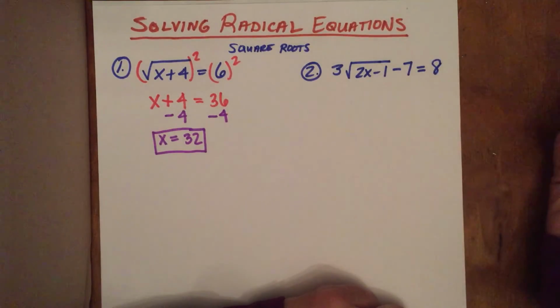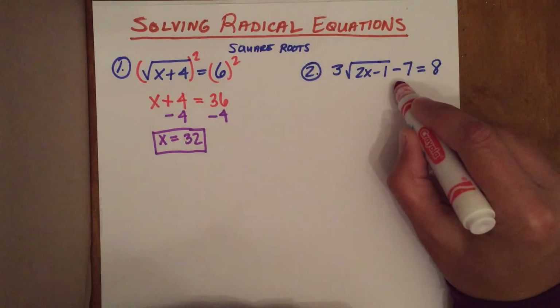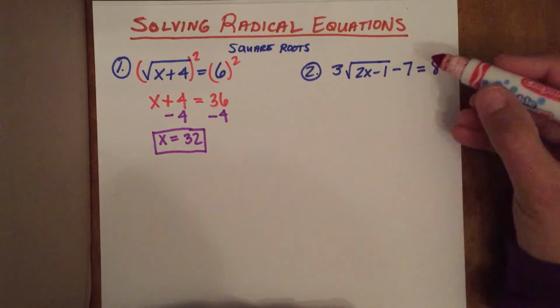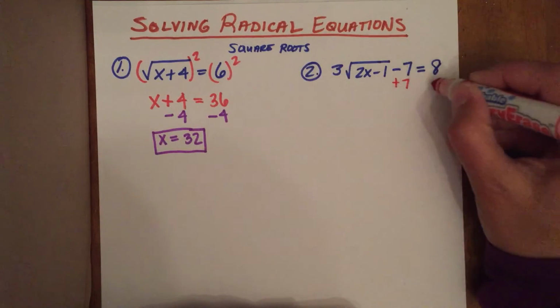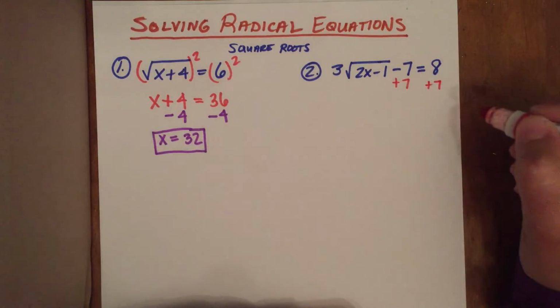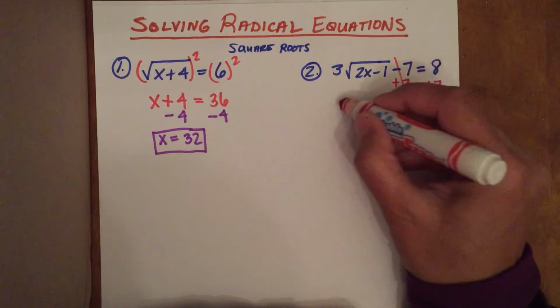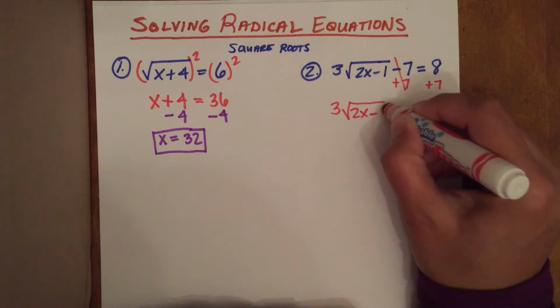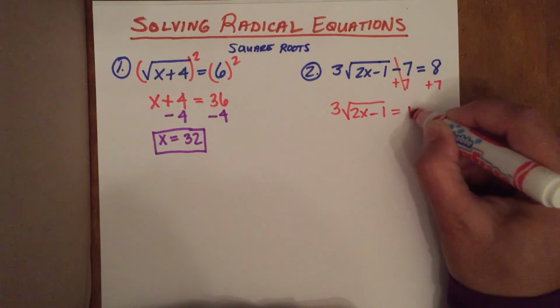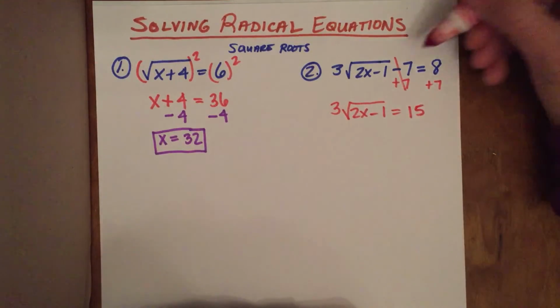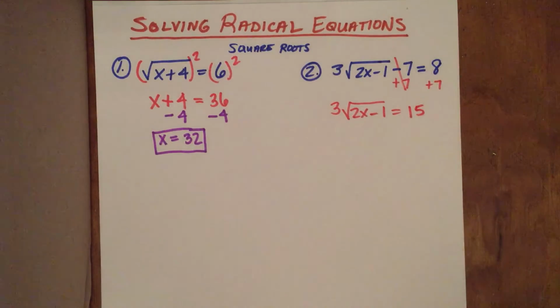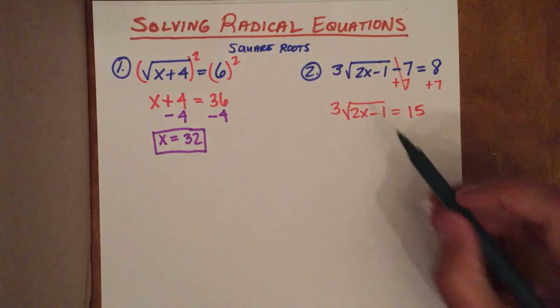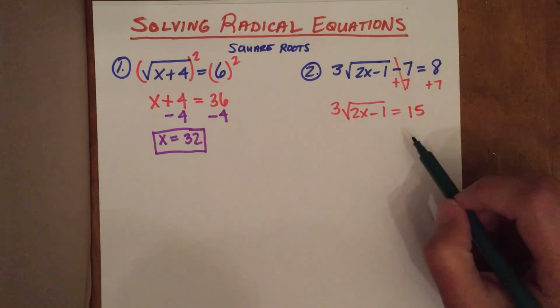The first thing we're going to do is move the added or subtracted value. I'm going to take this minus 7 and add it to both sides. That will cancel, and that will give me 3 times the square root of 2x minus 1 equals 15. So all I've done is move the 7 over to the other side. Now all I have is multiplication on this side.